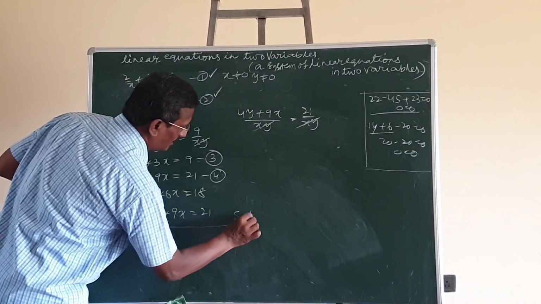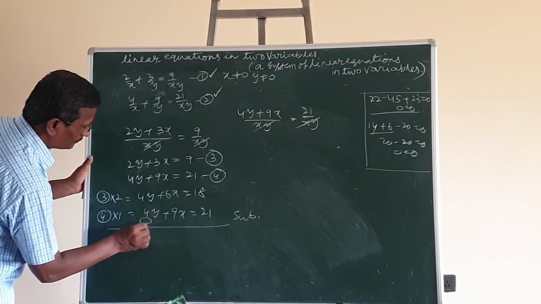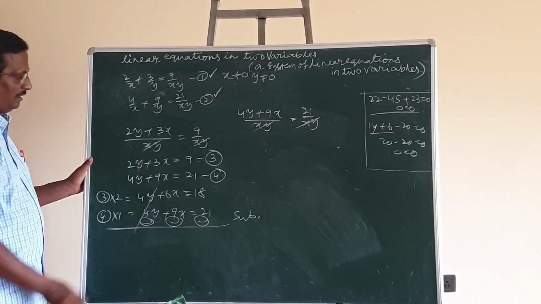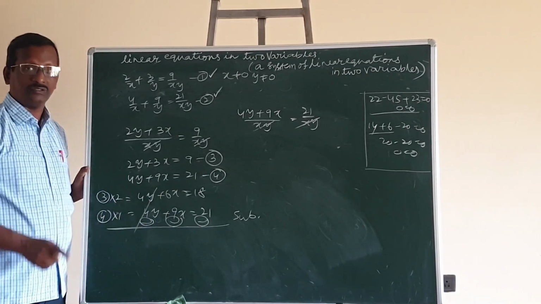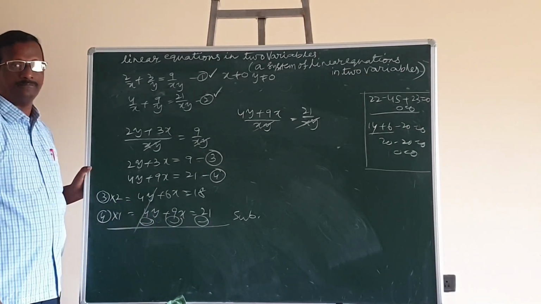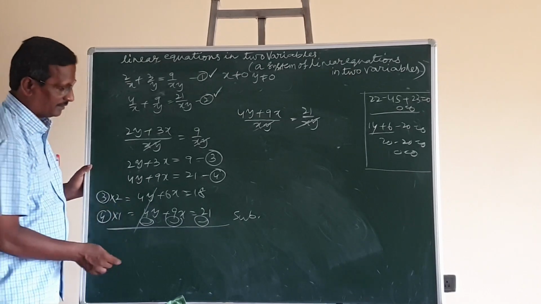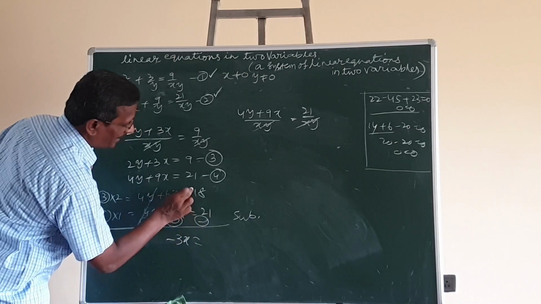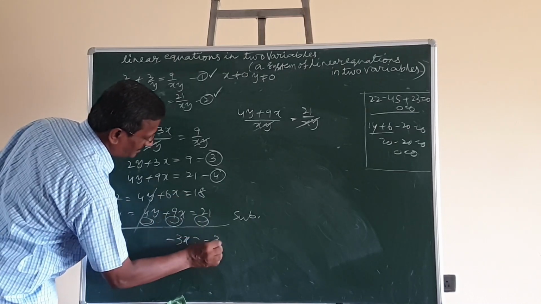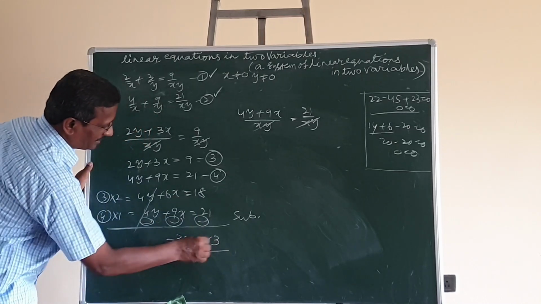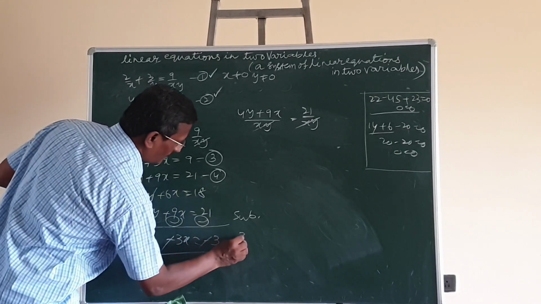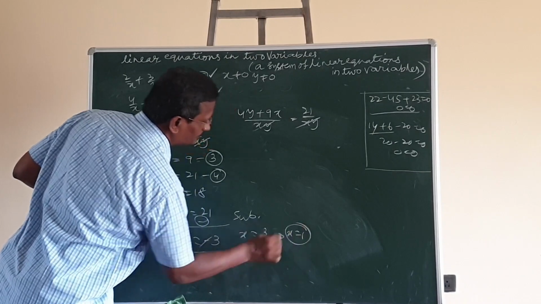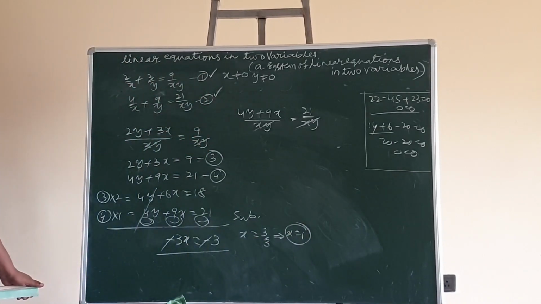On subtraction, the short form is sign change. 4y cancels. While cancelling, it is better to use a pencil, light marking, so it should appear after cancellation. 6x minus 9x is equal to minus 3x. 18 minus 21 is equal to minus 3. On both the sides, cancel the minus sign. x is equal to 3 upon 3. This implies x is equal to 1. Like this, we get the value of x.